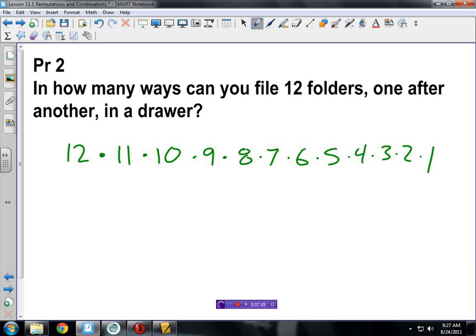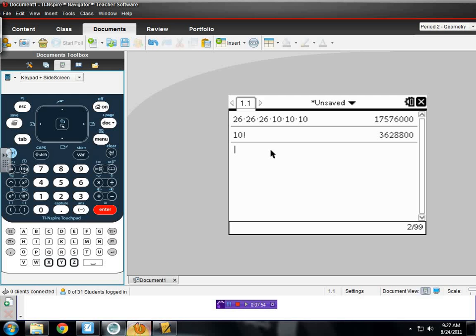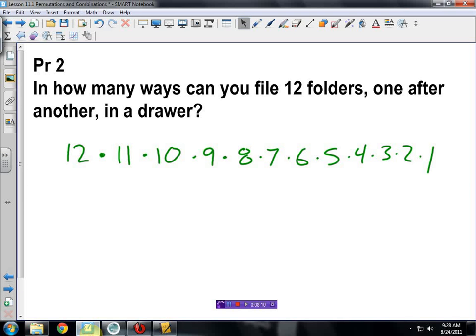Right? So instead of writing it all out, if we realize that's a factorial problem, we can just go straight to our calculator. And I can say 12 factorial, enter, and that gives me my answer, which is huge. I would not want to do that with pen and paper. Looks like 479 million. So there's 479 million different ways to file those 12 folders.